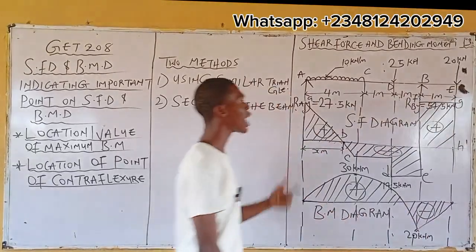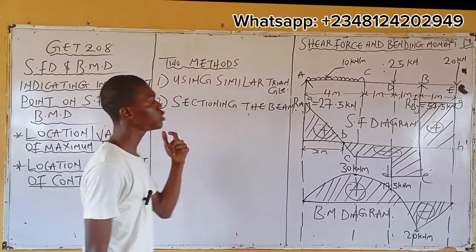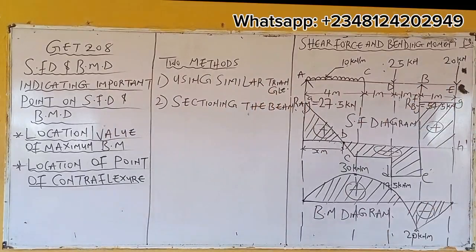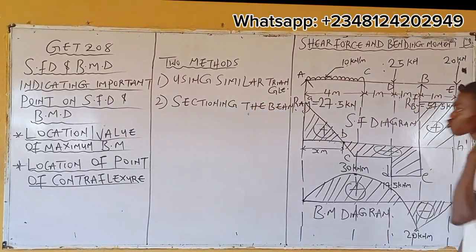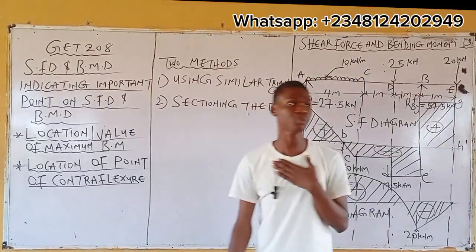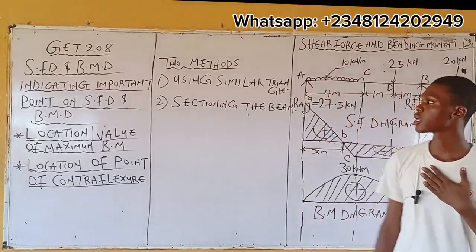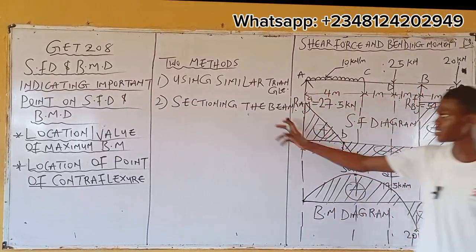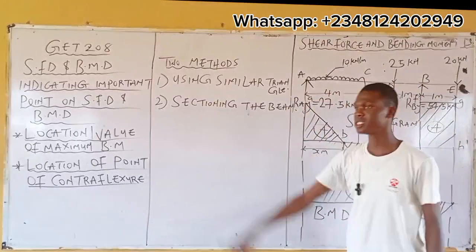Now I said we have two methods in finding the location of maximum bending moment. The first method is using similar triangle. The second method is sectioning the beam. You can decide whichever method you want to use, but this second one is the easiest one.